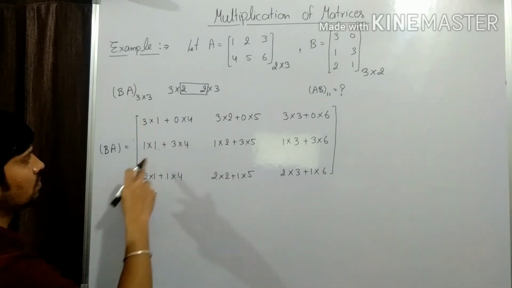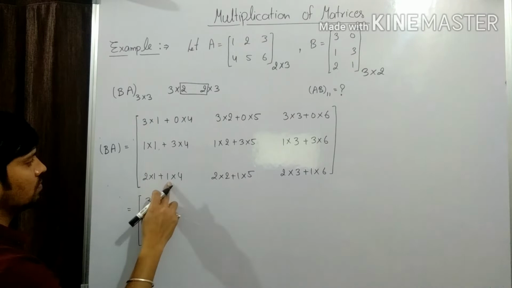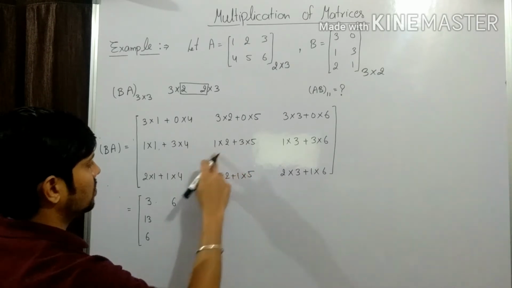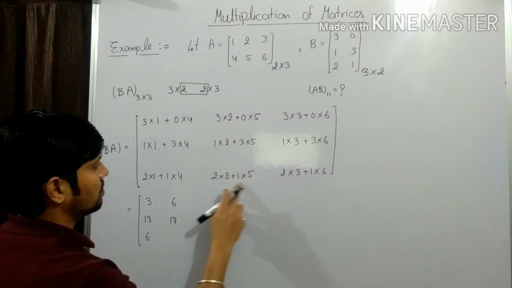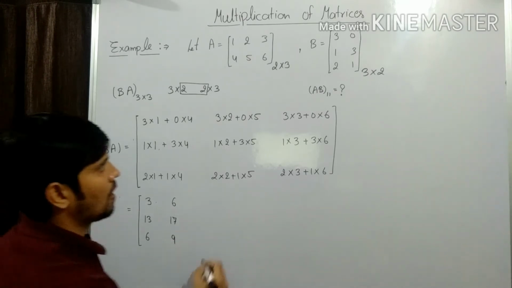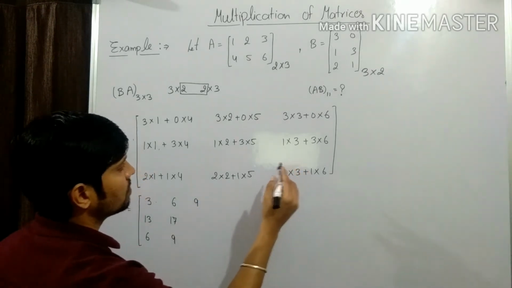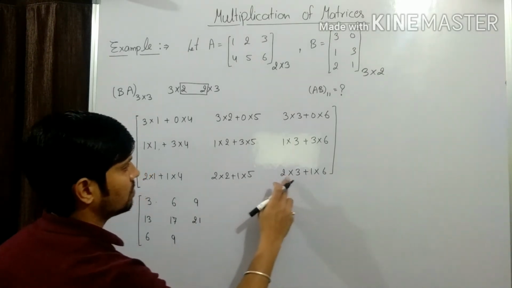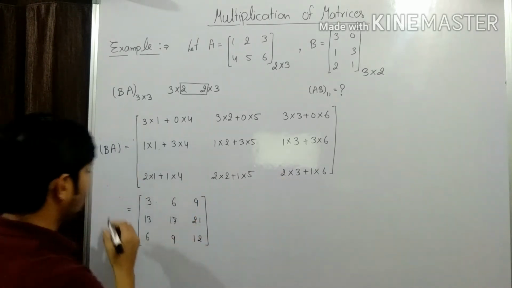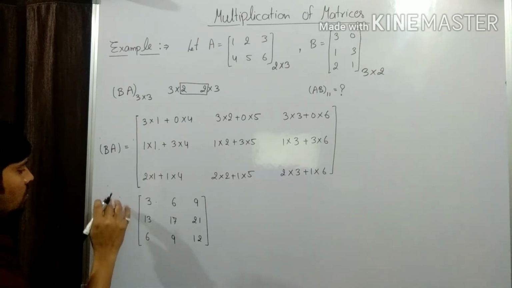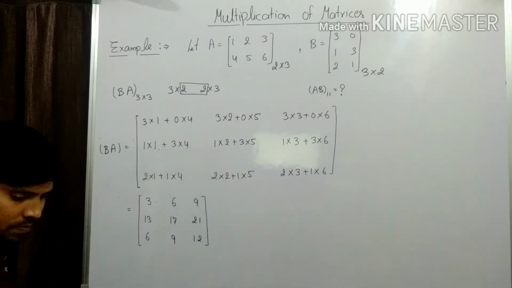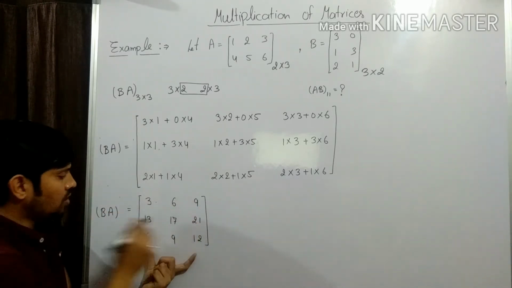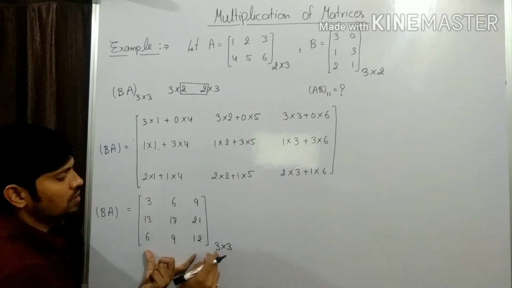This will be 3, 6, 9, 13, 17, 21, 6, 9, 12. Now this is BA, B into A. So you can see this BA is possible and the order of this matrix is 3 cross 3.